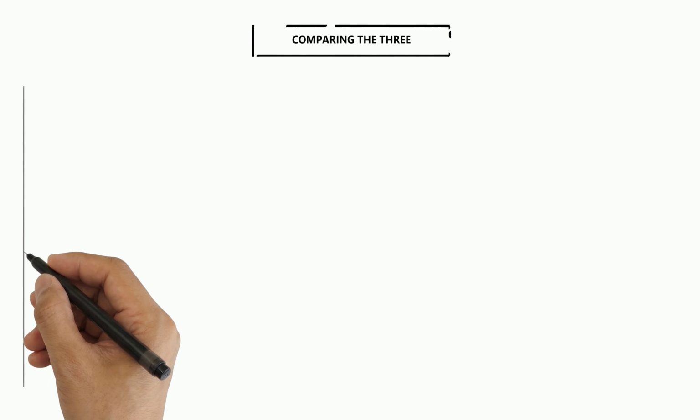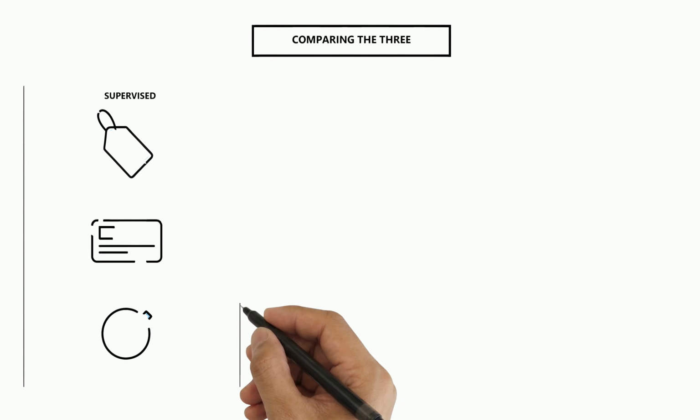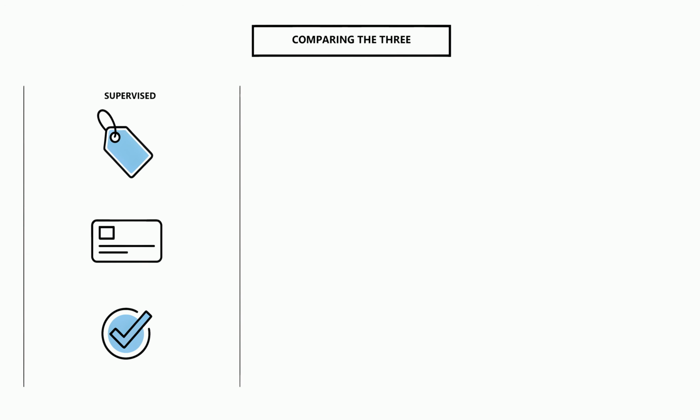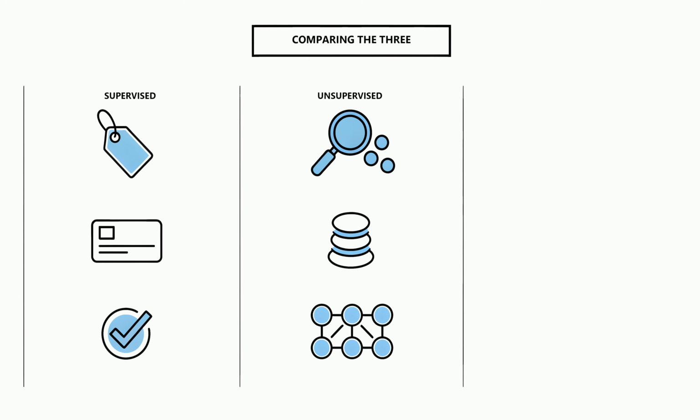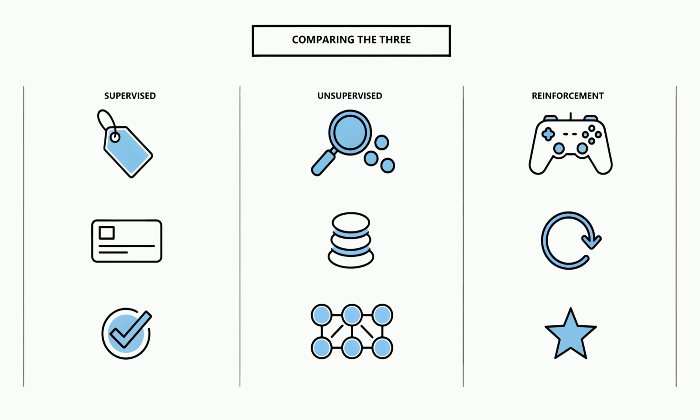So when do you actually reach for each one? If you have historical data with known outcomes, fraud or not fraud, malware or benign, that's a supervised problem. If you have a mountain of raw data and you're hunting for hidden structure or outliers with no predefined labels, that's unsupervised. And if you're dealing with a system that has to make a sequence of decisions over time, learning from consequences rather than a fixed data set, that's reinforcement learning.